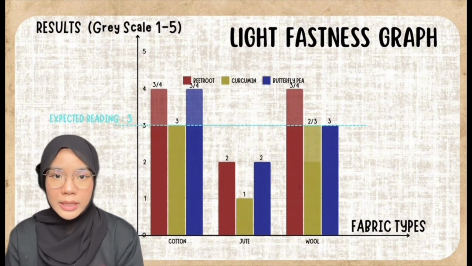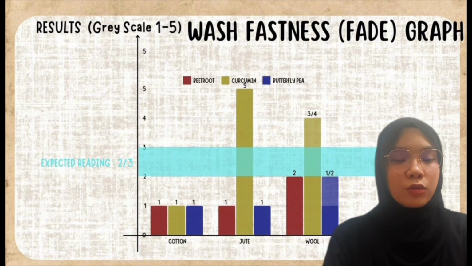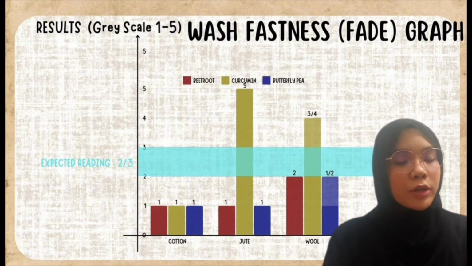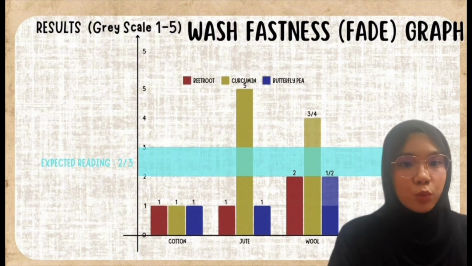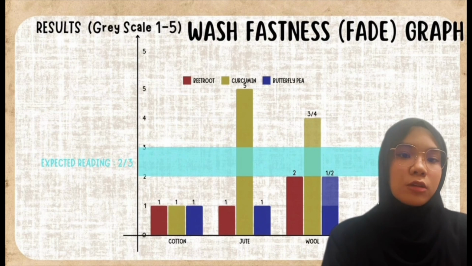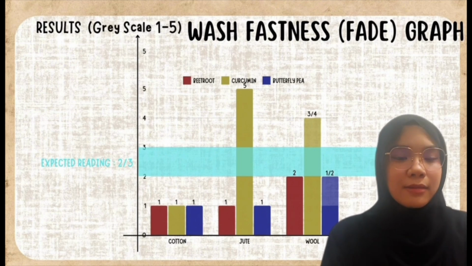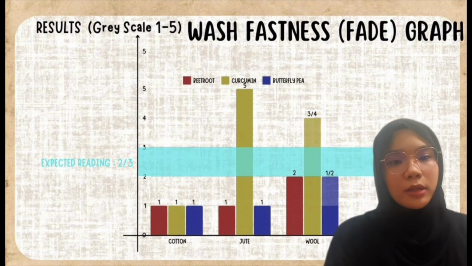fixatives to enhance durability. The wash fastness fade graph shows significant variation among pigments and fabrics. On cotton, all pigments perform poorly, scoring 1, while on jute, curcumin ink demonstrates exceptional resistance to fading with a score of 5, outperforming beetroot and butterfly pea inks which score only 1. On wool, curcumin ink performs moderately well, achieving a score of 3 to 4, while beetroot and butterfly pea inks fall below expectation. This indicates that while curcumin ink excels on jute, its performance on other fabrics is inconsistent. Beetroot and butterfly pea inks require improvement in wash resistance, particularly on cotton.